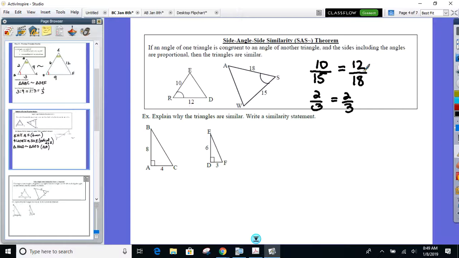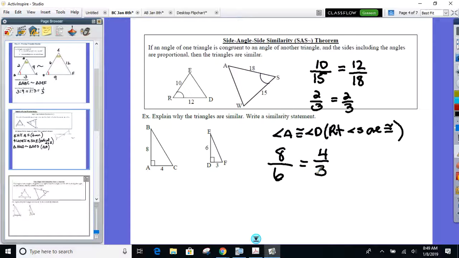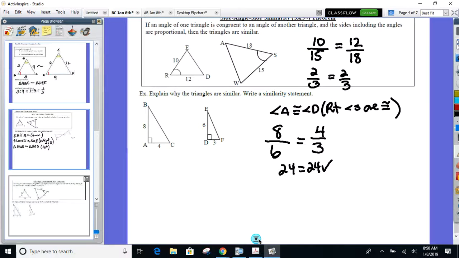Explain to me why these triangles are similar. Well, what do I have right now in A and D? And so A is congruent to D because right angles are congruent. And what about the sides that surround the right angles? Are they in the same ratio? Is 8 over 6 the same ratio as 4 over 3? I know, quick multiplication, 24 equals 24, right? Check. All right, so write me a similarity statement.